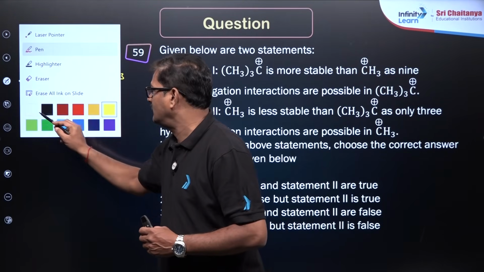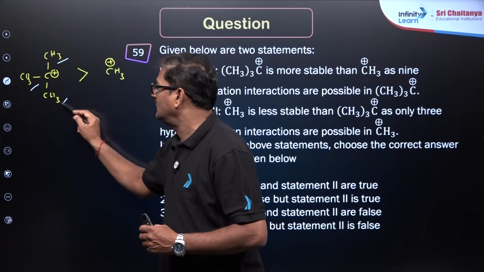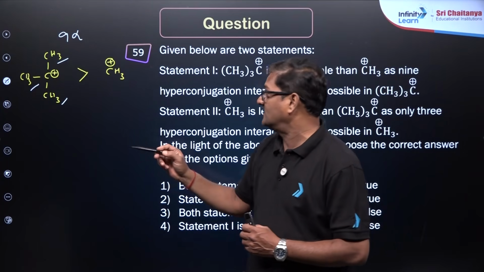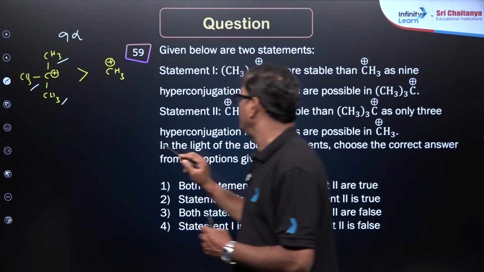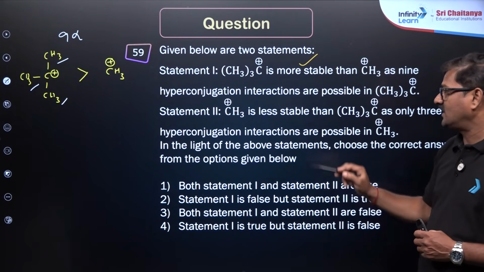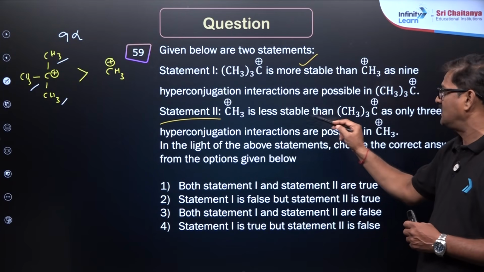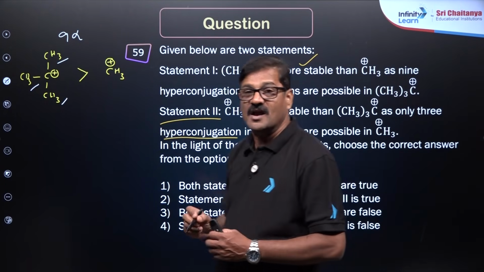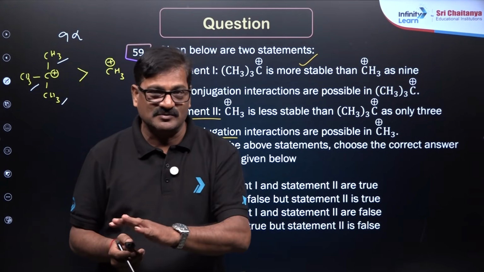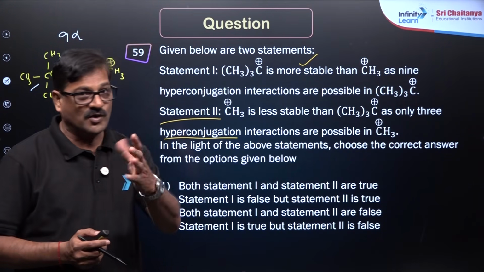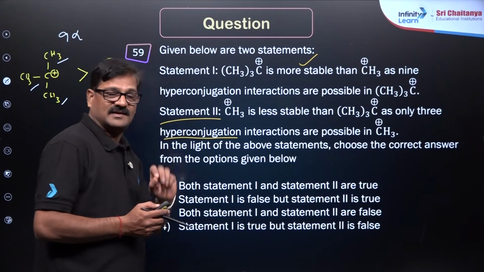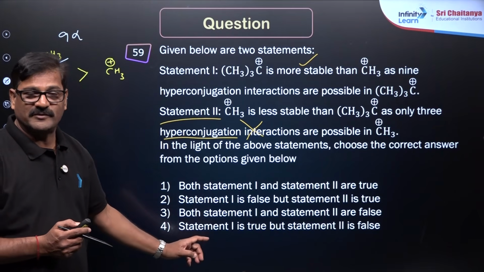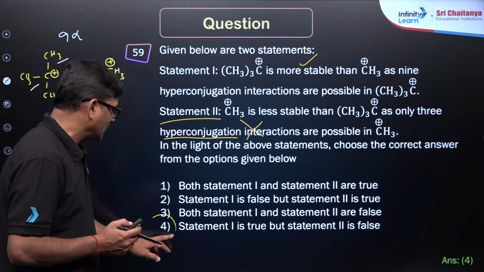In this case, I can find 3, 3, 3, so 9 alpha hydrogens are there. So 9 hyperconjugation structures are there. So I can say statement 1 is true. While in statement 2, CH3+ is less stable than (CH3)3C+, which has 9 hyperconjugation structures. Of course, methyl carbocation is less stable, it has 0 alpha hydrogens, so no hyperconjugation. So statement 2 is wrong. I can say statement 1 is correct and statement 2 is not correct. Option 4 is the correct answer for this question.